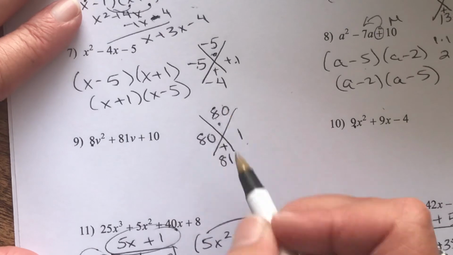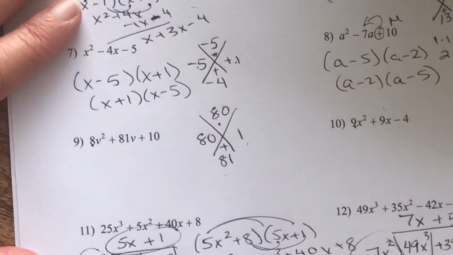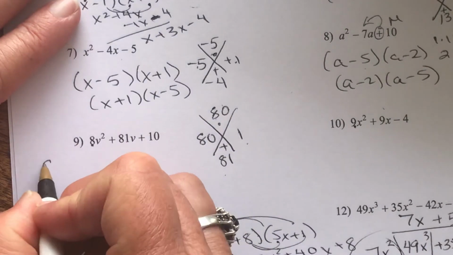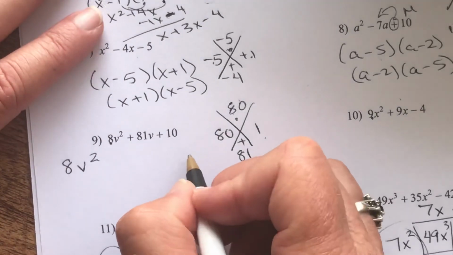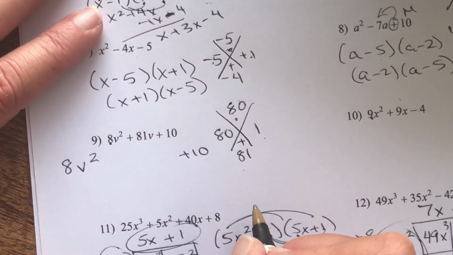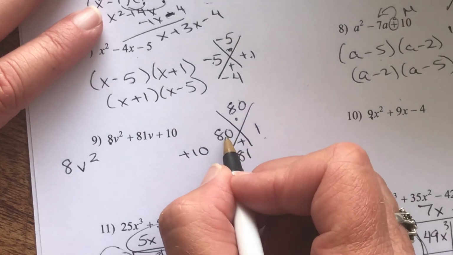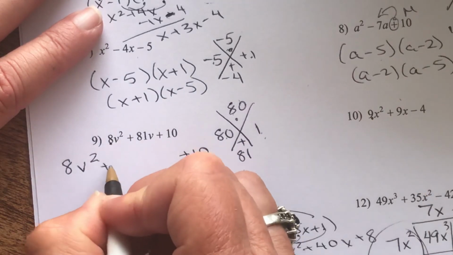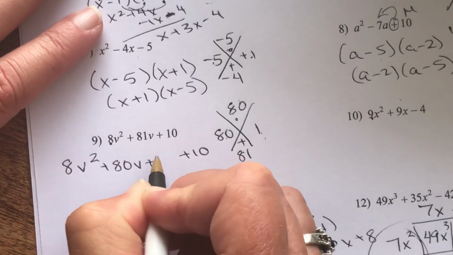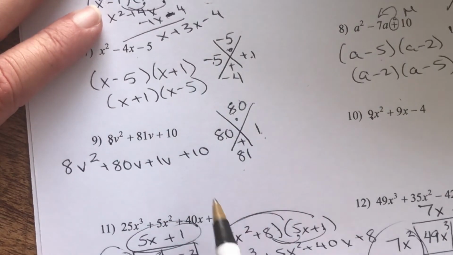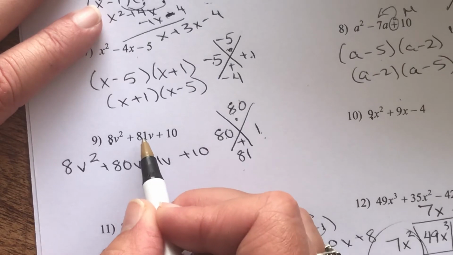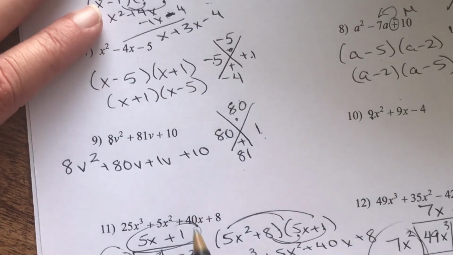So 80 times 1 is 80. 80 plus 1 is 81. Check. So the front term did not change. The back term did not change. And then we have 80v and 1v in the middle now. Notice we really didn't change anything. This and this are really the same thing because our middle 2 terms combine to give me that. So we're going to use a Punnett square.